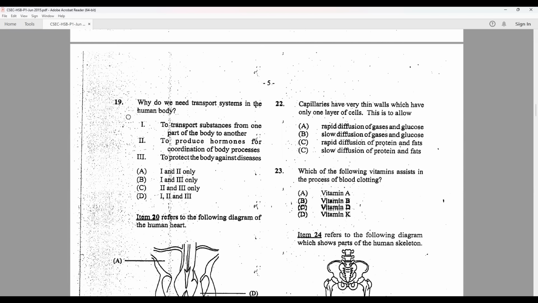We are on number 19. Why do we need transport systems in the human body? They give us 3 Roman numerals. To transport substances from one part of the body to another. That makes sense. To produce hormones for coordination of body processes, to protect the body against diseases. And we know the transport system does not produce hormones, there is an endocrine system that does the production of hormones. So we are taking out number 2. So we are looking for 1 and 3, which puts us at B.